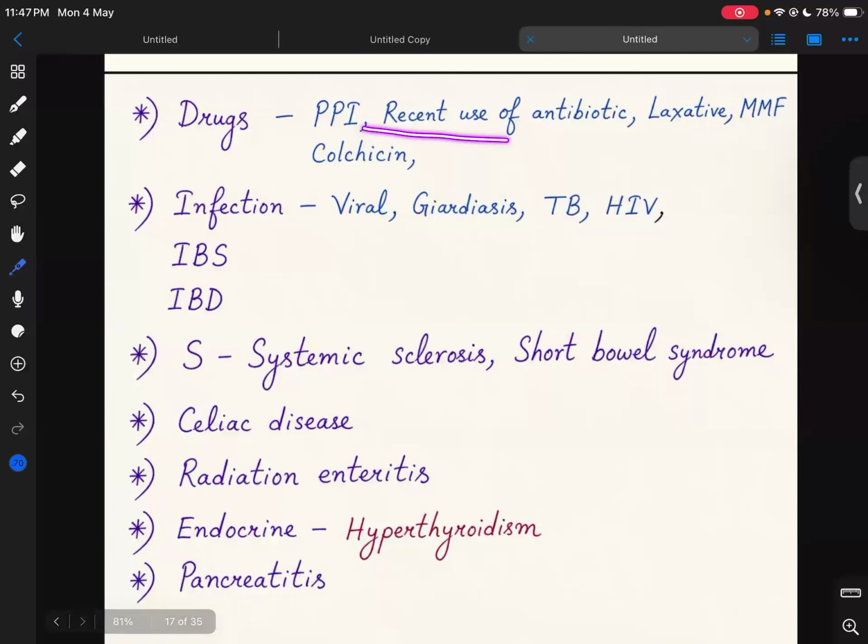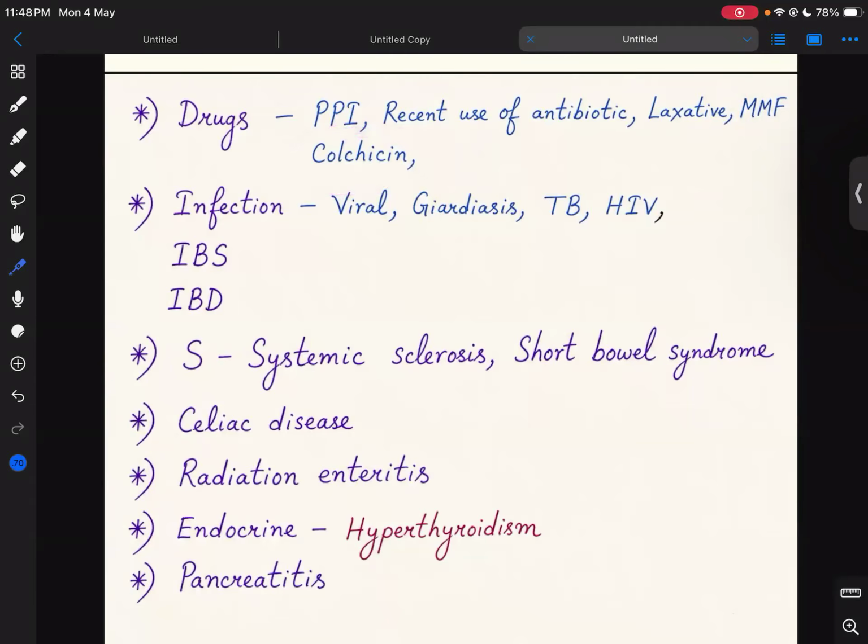It can be due to any recent use of antibiotics, that we have already discussed, that is pseudomembranous colitis. It can be due to frequent use of laxatives. It can be due to use of mycophenolate mofetil. This case has come 3 times in the PACES exam: 2 times in the UK, and 1 time in Thiruvananthapuram.